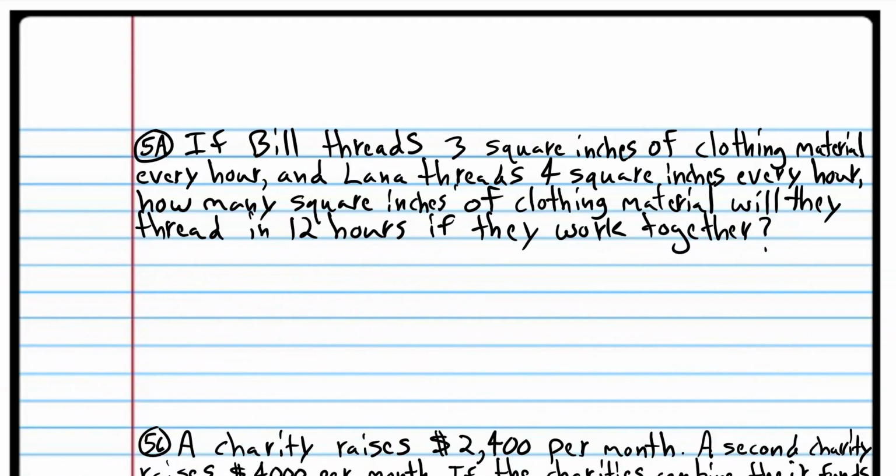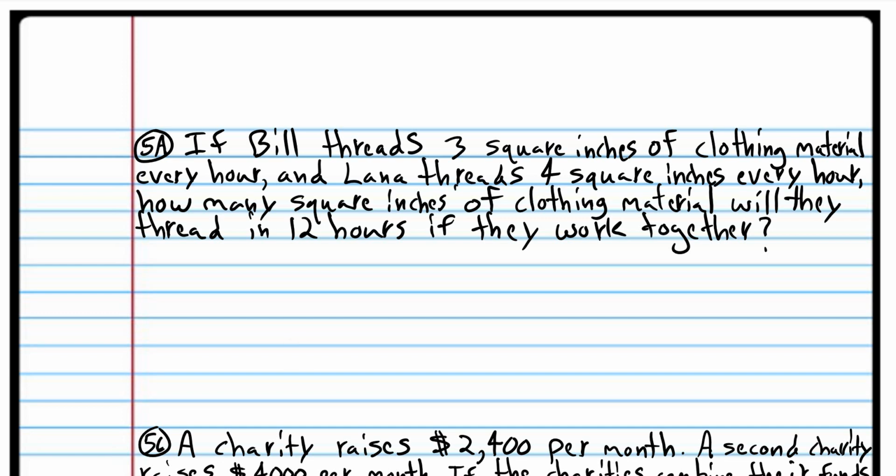All right, so now we're on to number 5. If Bill threads 3 square inches of clothing material every hour, and Lana threads 4 square inches every hour, how many square inches of clothing material will they thread in 12 hours if they work together? So this guy threads 3 square inches, and Lana threads 4 square inches. So if they both work at the same time, they're going to thread 7 square inches.